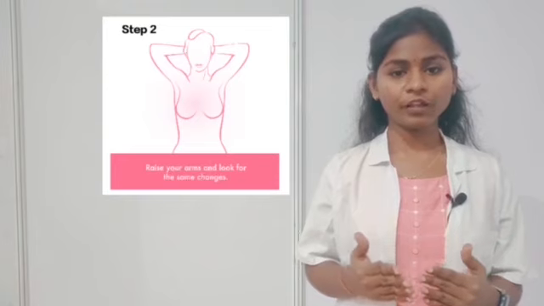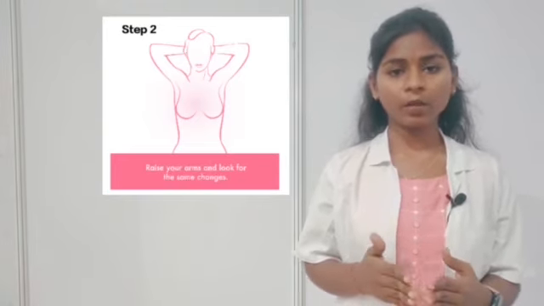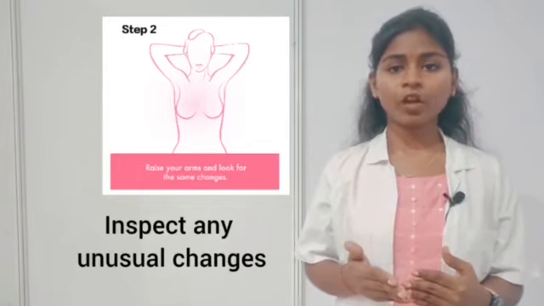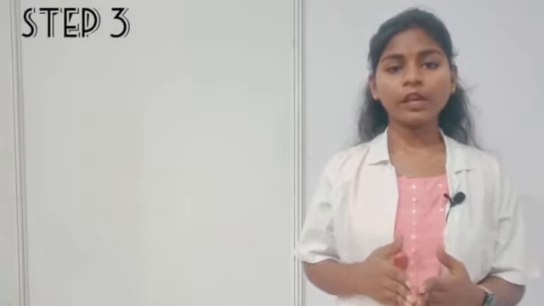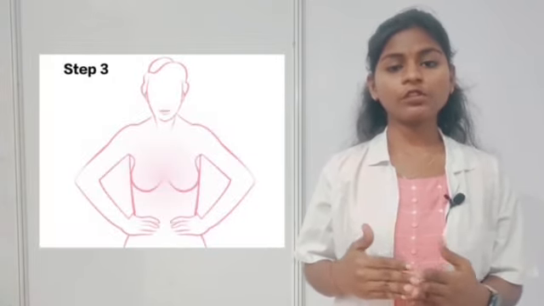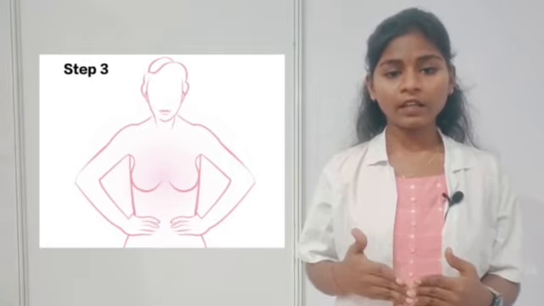The next is the second step. In this, stand in front of the mirror, place the hands behind the head, and inspect both breasts for any unusual changes and also the contour of the breast. In the third step, stand in front of the mirror, place the hands on the hips, lean slightly towards the mirror, and inspect for any contour changes or abnormalities.